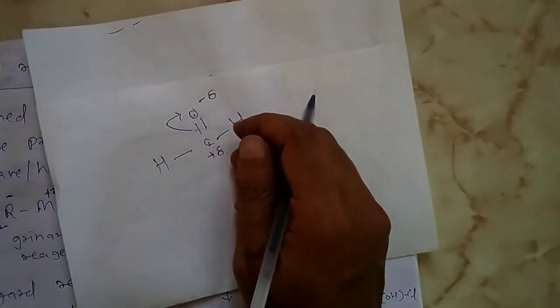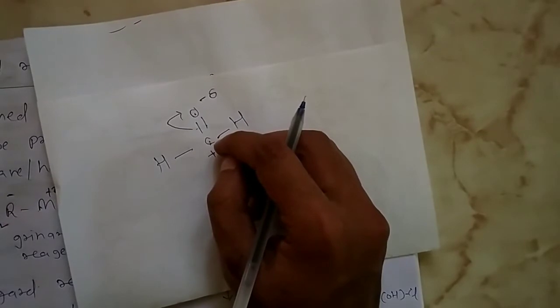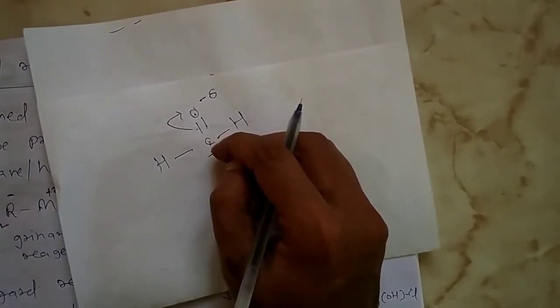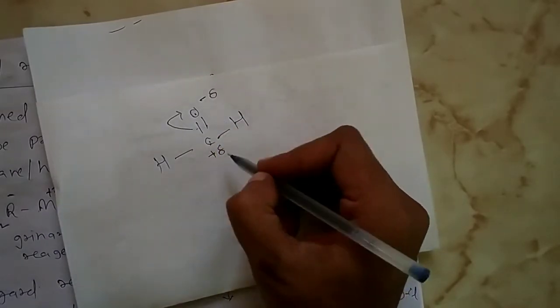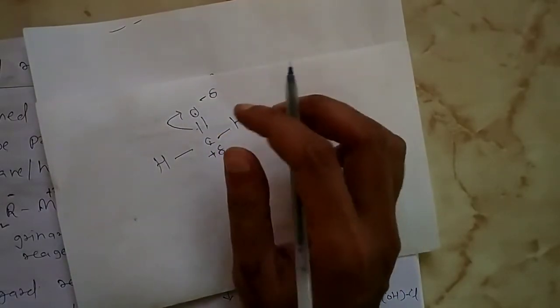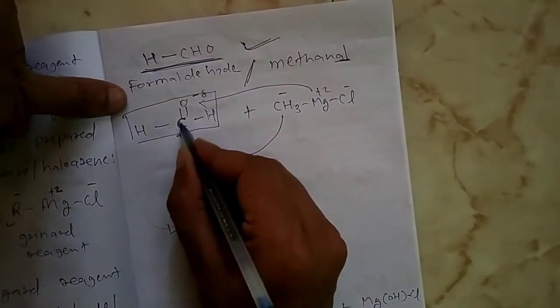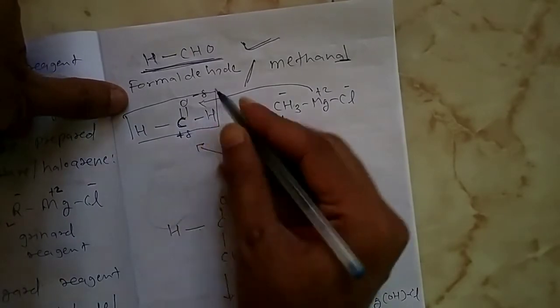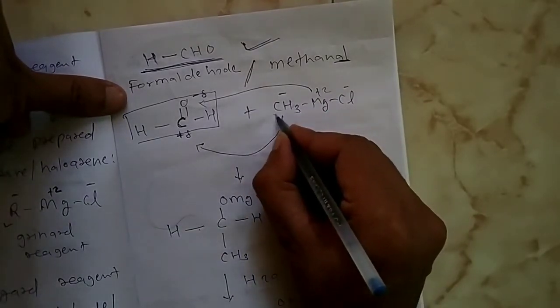Again, this happens in all carbonyl compounds, not only formaldehyde. It happens in carboxylic acid also, ester also, ketone, amide group. Each and every carbonyl group has this tendency. Oxygen will have partially negative charge and carbon will have partially positive charge. So you can see I have written the partially positive charge and this one is the partially negative charge, and we are reacting it with this reagent.